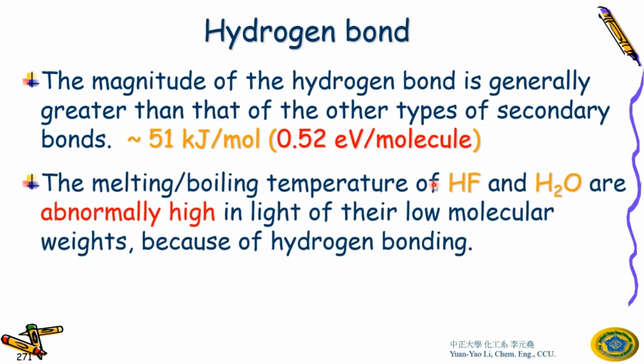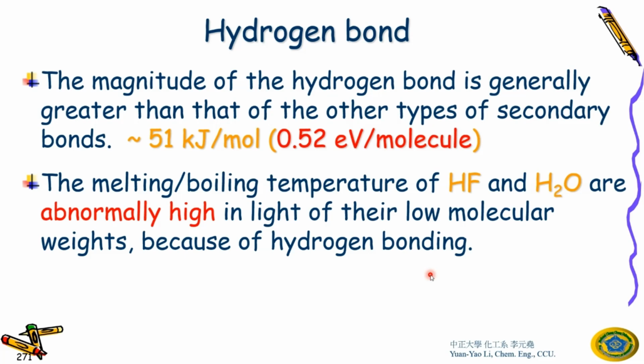So the melting point and the boiling point temperature of hydrogen fluoride and water, H2O, are abnormally high in light of their low molecular weights because of hydrogen bonding. You know, when we talk about gas, liquid, or solid, it is related to the polarizability. Polarizability is related to the number of electrons and the size of the molecule. But this is a different case.